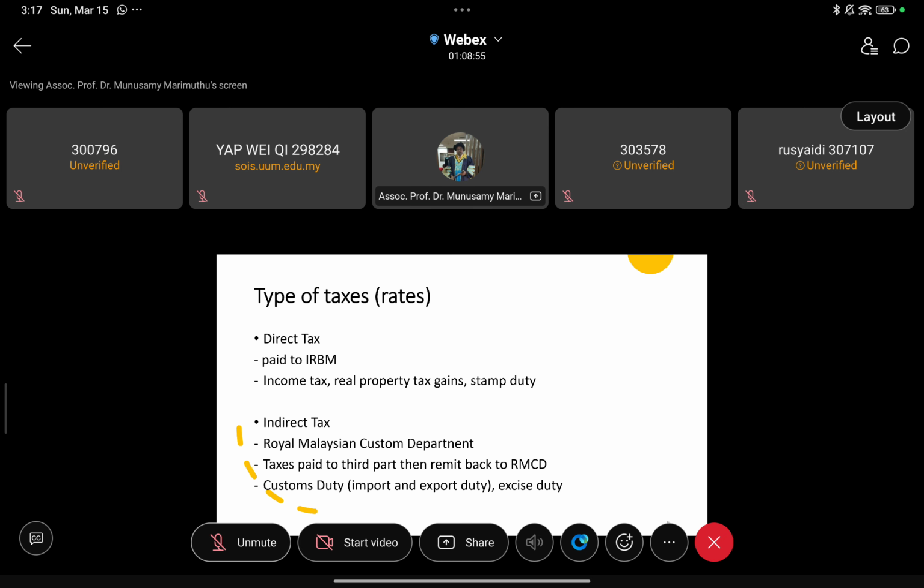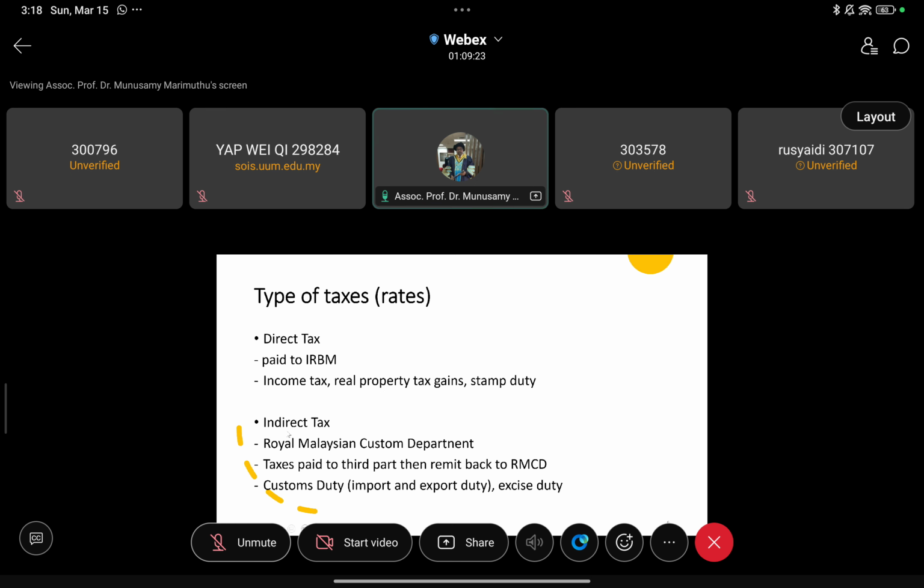So these are the two taxes that have been paid by us, but for exam purpose, we'll touch more on direct tax. Direct tax means we pay directly to IRBM. IRBM means Inland Revenue Board of Malaysia. So what are the taxes they are in charge of? They are in charge of income tax, real property gain tax, and stamp duty. So these are three taxes under the jurisdiction of IRBM.